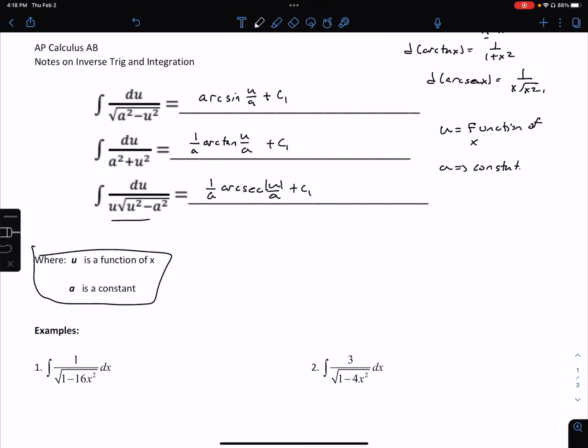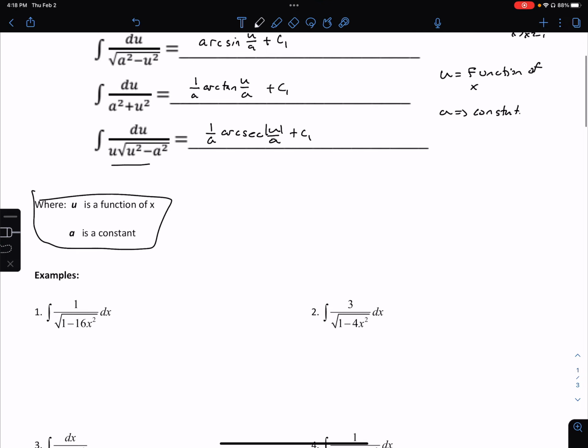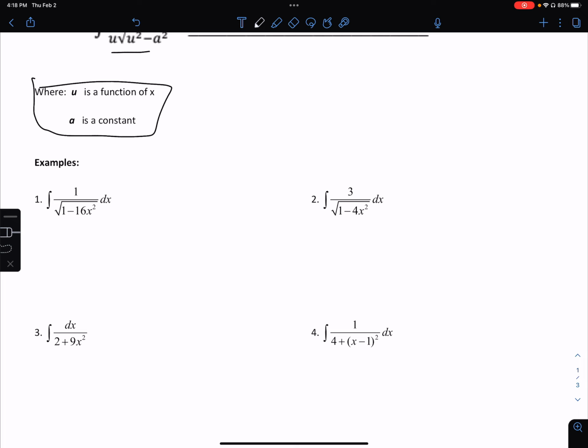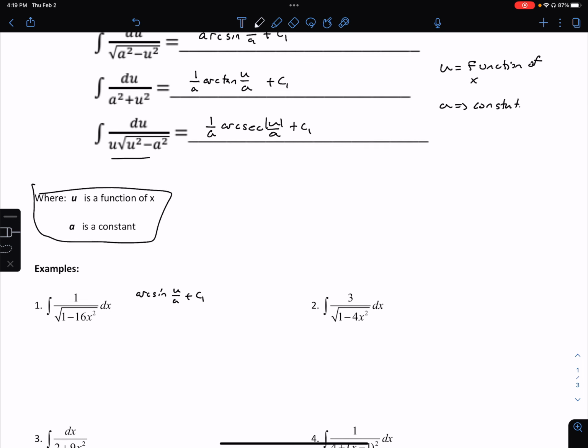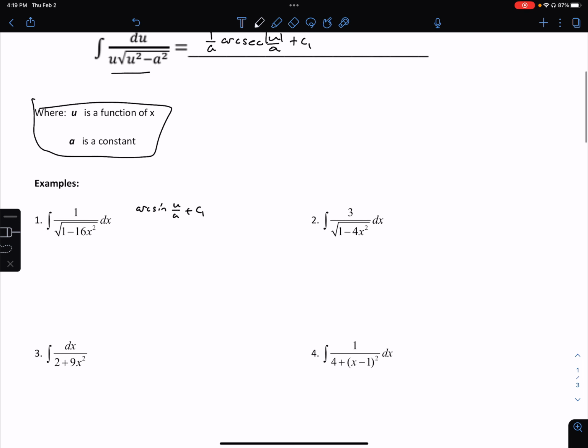So let's take a look at an example right here. This one looks like my arc sine. So I'm thinking arc sine. My arc sine said it's going to be u over a plus c1. I know it's my arc sine because it matches the same pattern. It's the square root. So my a is going to be the first term. So my a squared is just 1. Because remember, arc sine is 1 over the square root of a squared minus u squared. So my a squared is 1, which gives me a is 1.